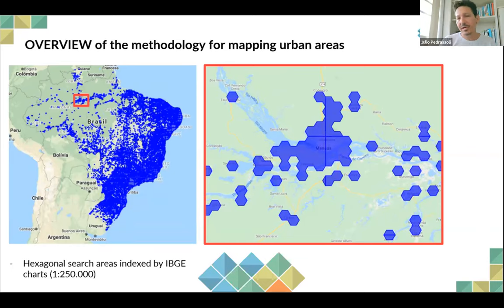And the second thing is that training and classification is done in smaller parts and then glued together. Each model is trained and applied in smaller regions, more or less 500 of them, which are the Brazilian official cartographic divisions. So we don't transfer the learning to very large regions. They are kind of local models. This is how we run the classification for urban areas.